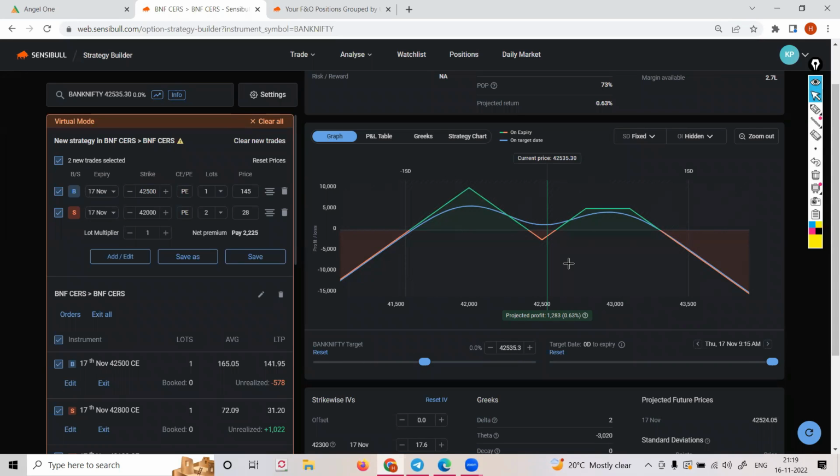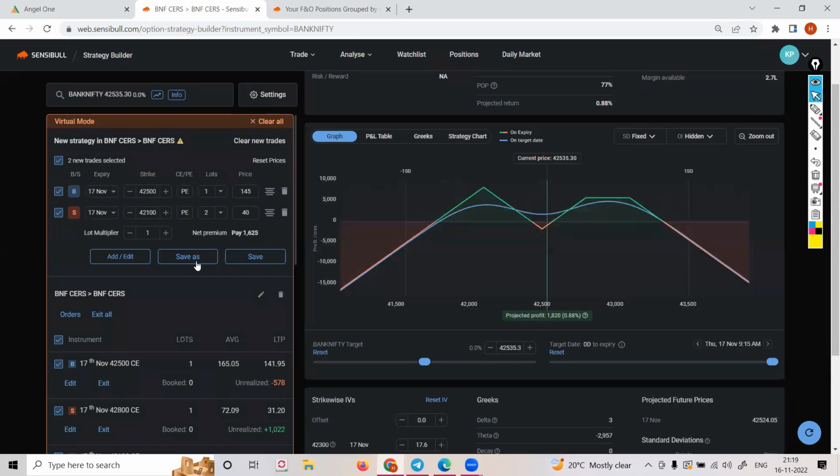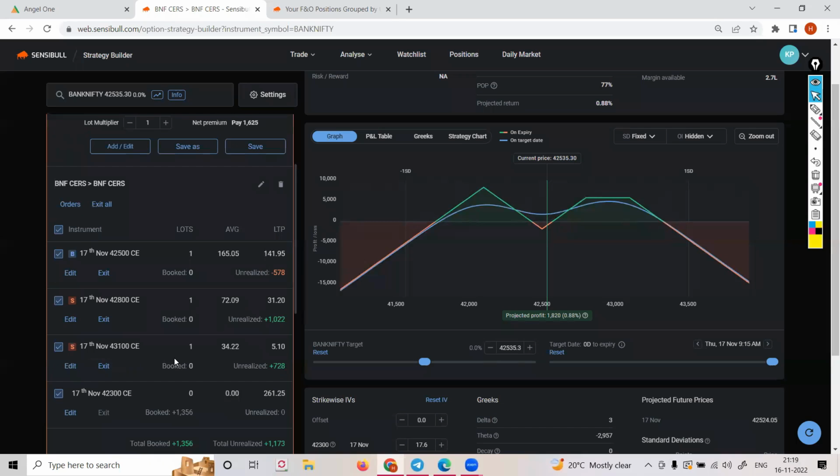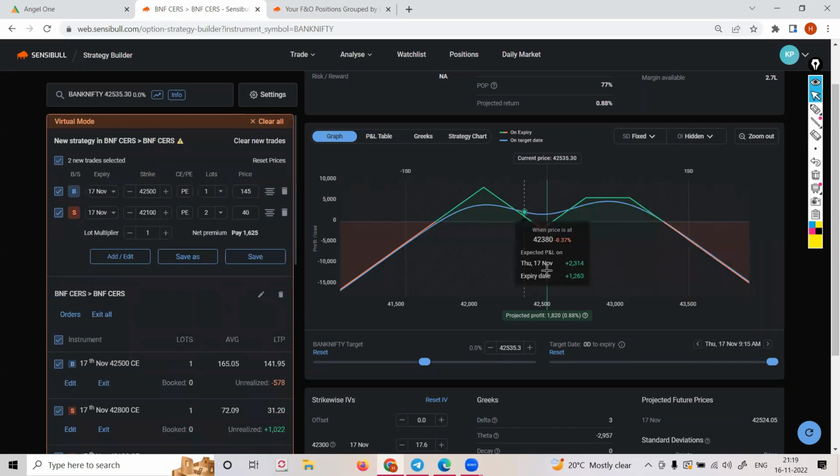Simple, boss. There are n number of steps. You start rolling up your short position. The moment you roll up the short position, and you roll up and roll down, this middle loss will disappear.